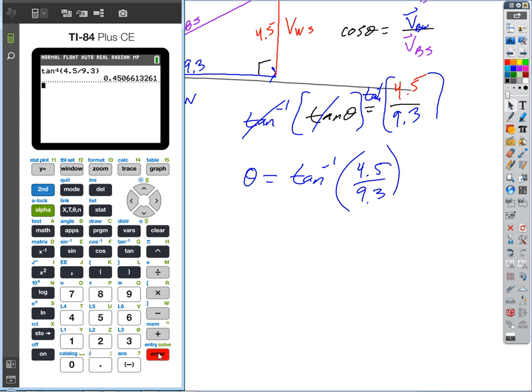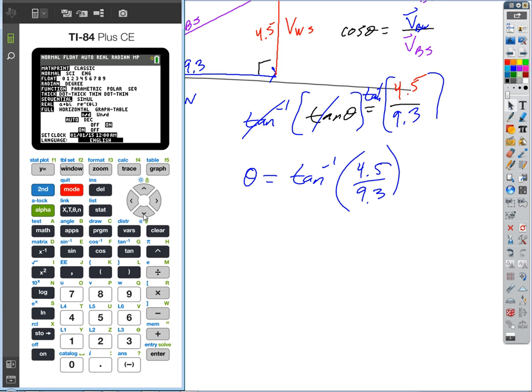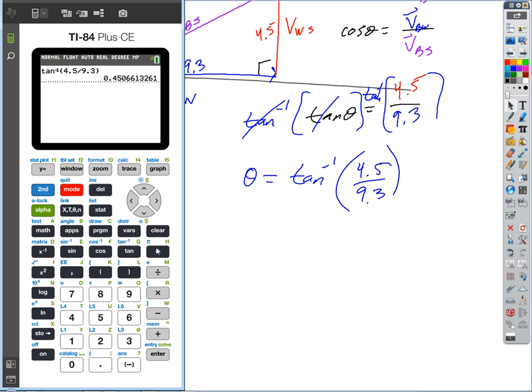One thing I could do is go to mode, flip to degrees, and repeat the same calculation. Now I can go up, grab the same calculation again, hit enter, and there it tells me. I'm wondering if I could also just put degrees at the end of that. Should we try it? Let's see.